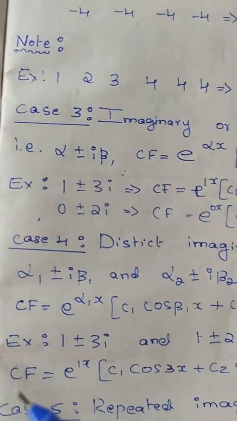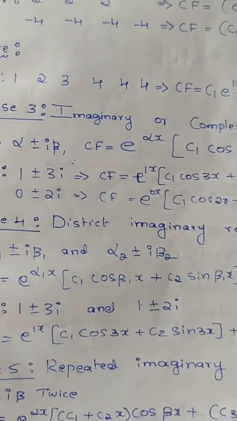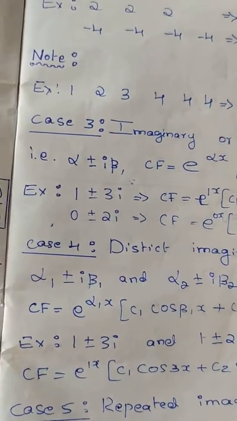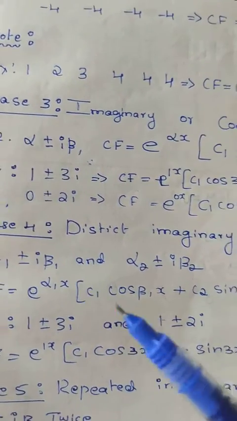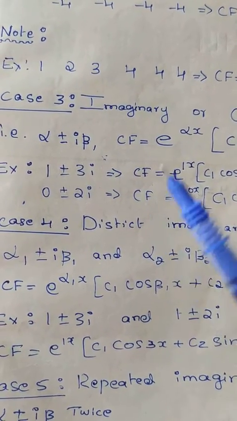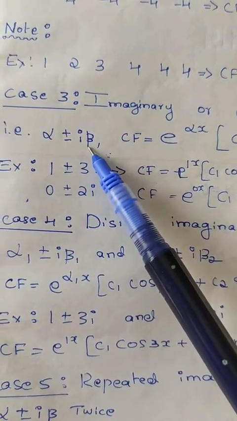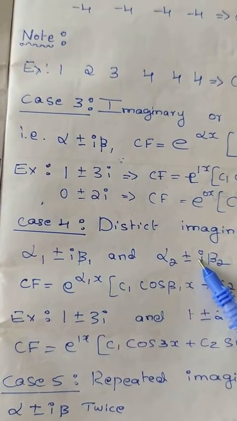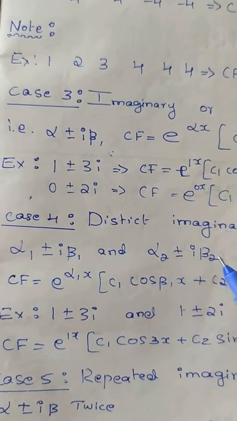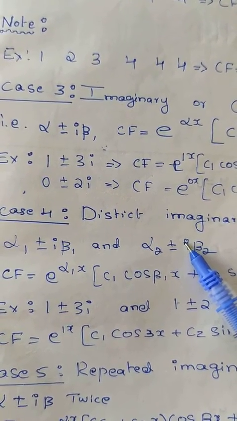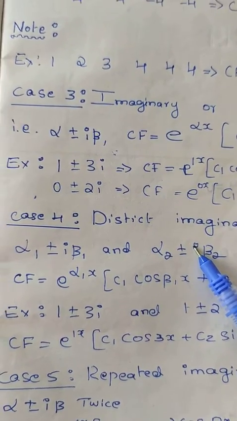Okay. Next, case 4 is distinct imaginary roots. Say the roots are alpha 1 plus or minus i beta 1 and alpha 2 plus or minus i beta 2. You know how to write the CF in case of imaginary roots? Treat this one as the first one, this one as the second one. Here we have two roots, again two roots, total 4 roots. It means we have to take 4 arbitrary constants.